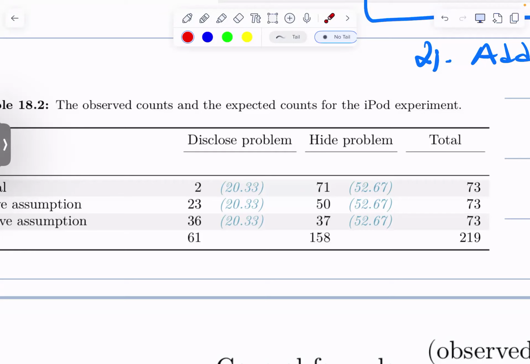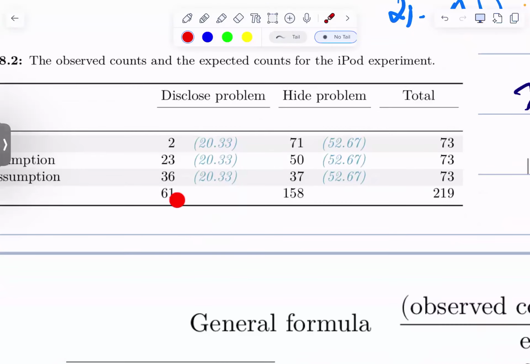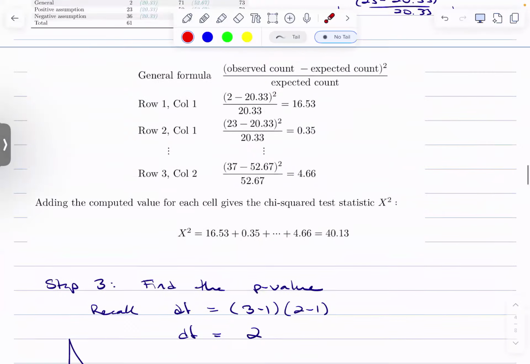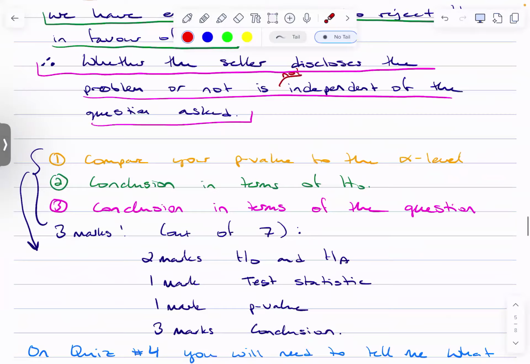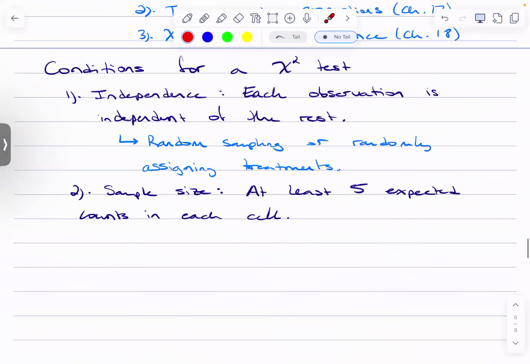How would you get something less than 5? It would be if one of these groups was very, very small compared to the other groups, then you would expect a small count. That's why we call it the sample size condition, right? I need a big enough sample in each of these groups or categories to be able to detect the observed minus the expected difference.